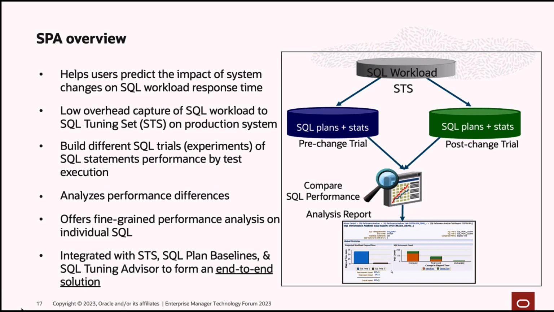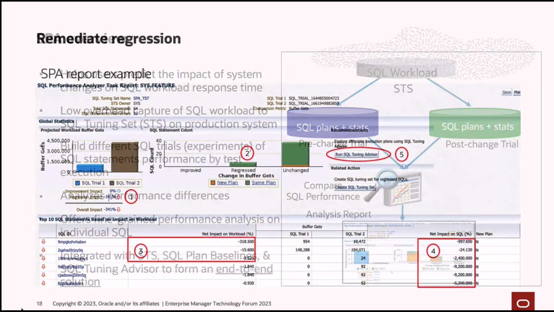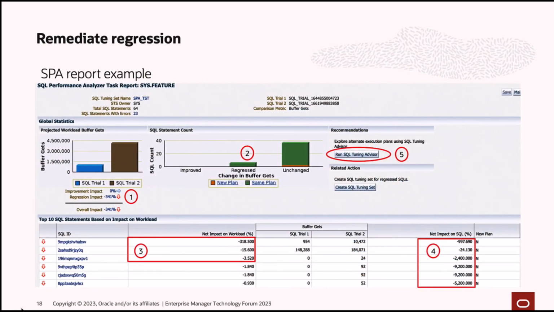This will make it possible to make sure that there are no queries with major regression when progressing to database replay. This is how a SPA report can look. Here we have test executed a SQL tuning set after an upgrade. The global statistics show that there is a regression of 341%, but there are no improvements. Number 2, this is the number of statements with regression. By selecting this graph, we filter the lower tile to only include regressed statements.